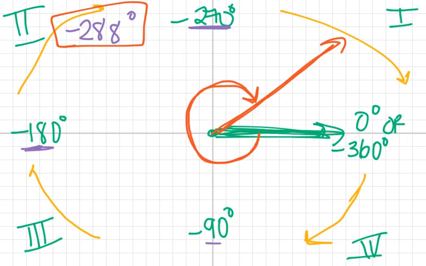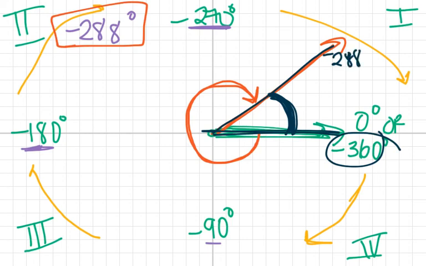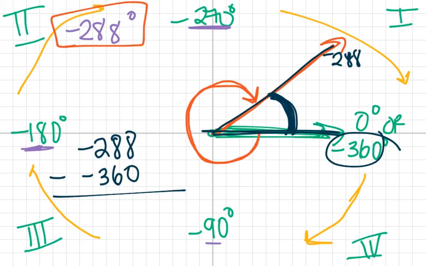All right, and so our reference angle always connects to the x-axis. But what are we looking for, you guys? We're looking for the space on the inside. So how do we determine that? We want to take negative 360 and negative 288 and find the difference. So I'm going to do negative 288 minus a negative 360. This basically becomes a negative plus a big positive. And what do we get? We get 72.